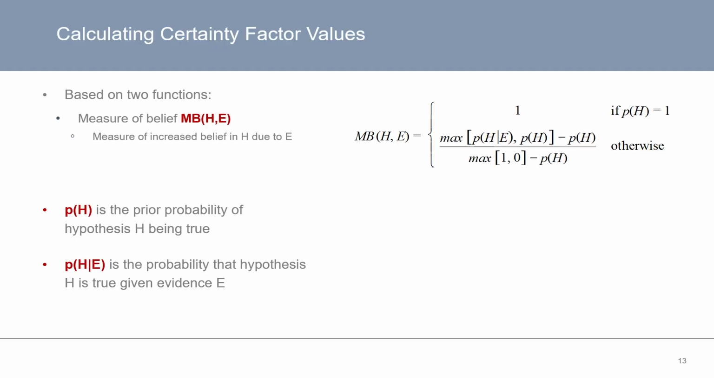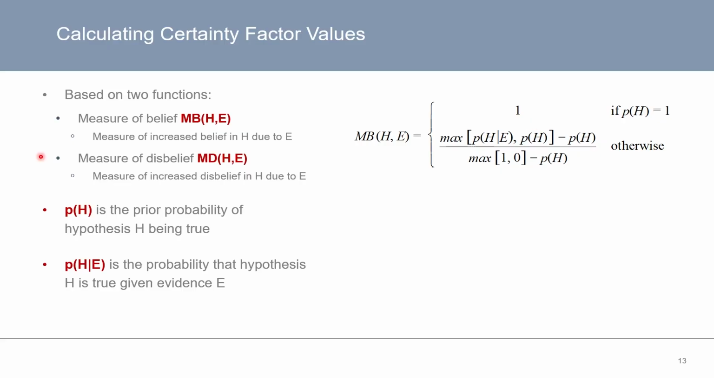This measure of belief is calculated with the following equation, where P(H) is the prior probability of the hypothesis H being true, and P(H|E) is the probability that hypothesis H is true given evidence E. So in this equation, if P(H) is 1, the measure of belief is also 1. Otherwise, it's calculated as the maximum of either P(H|E) or P(H), minus P(H), all divided by 1 minus P(H). The logic behind this equation is that if the probability of the hypothesis given the evidence, or P(H|E), is higher than P(H), your belief increases.